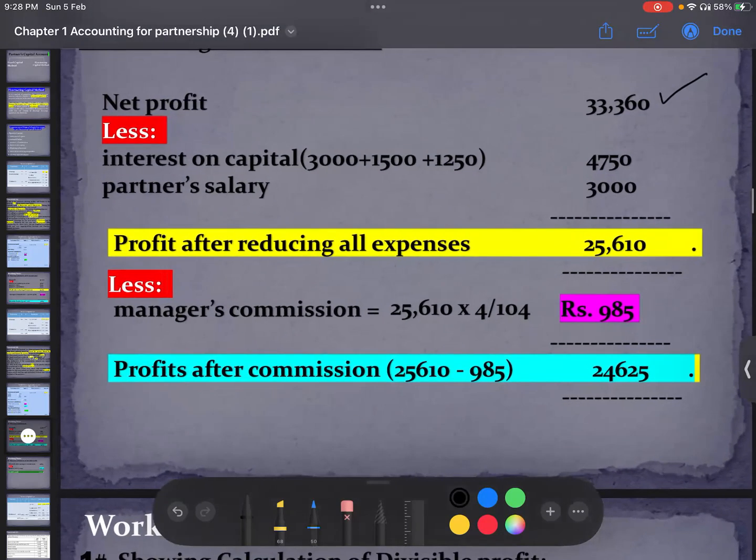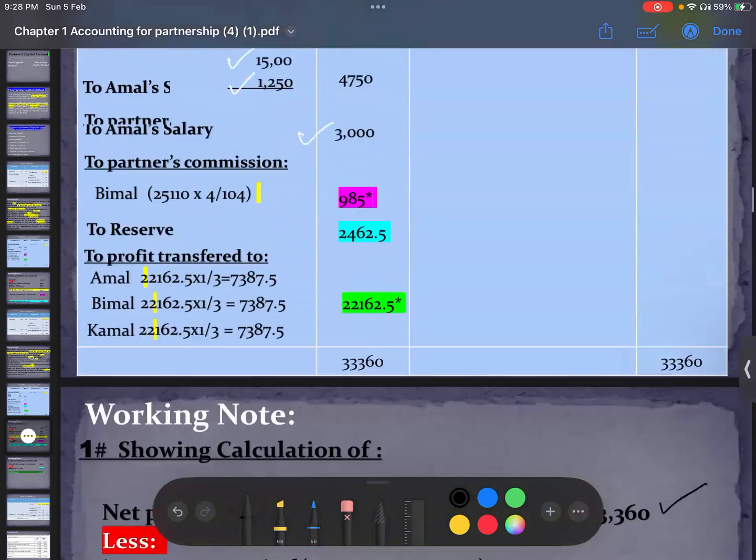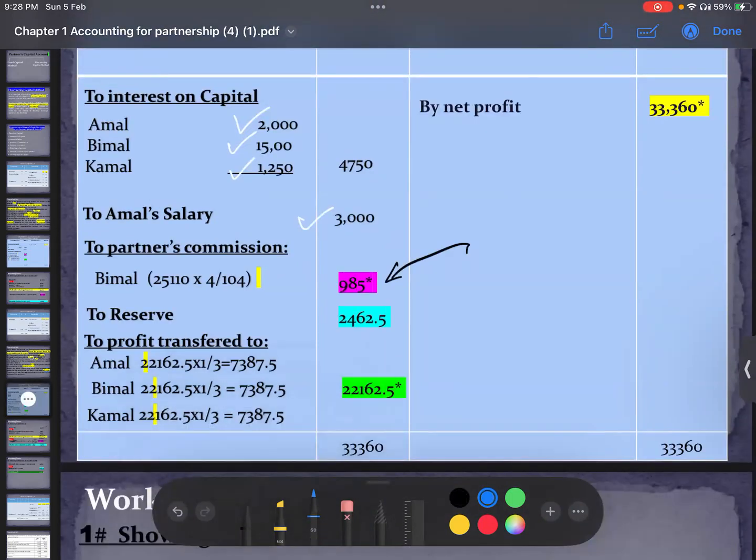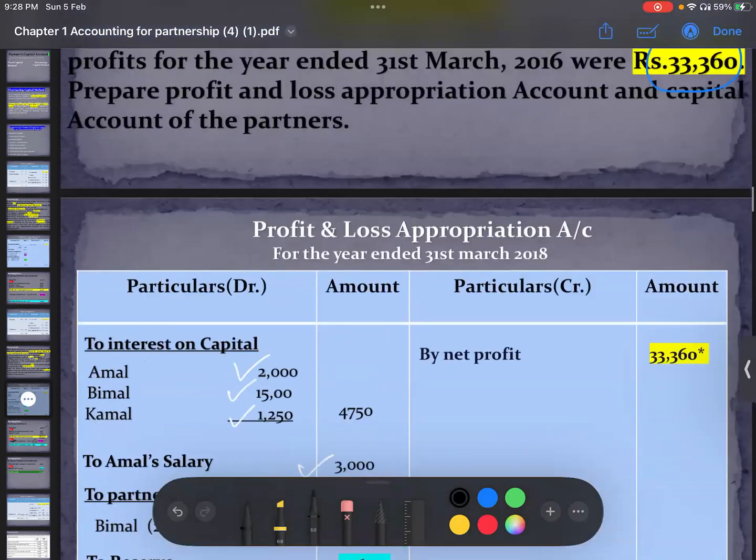We got 25,610 after deducting the interest on capital and partner salary. Then in order to find out the commission, this is not manager commission, this is B's commission. What we did, the divisible profit into 4 by 104. So this way we'll get the commission of Bimal, which will be 985, that will be recorded in the profit and loss appropriation account. Got it?